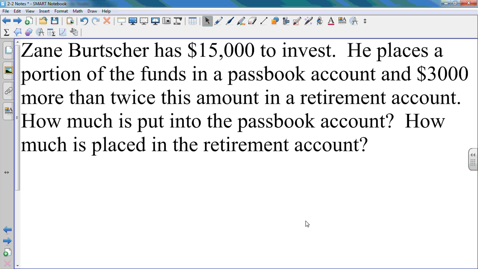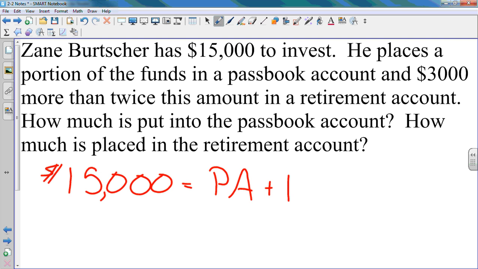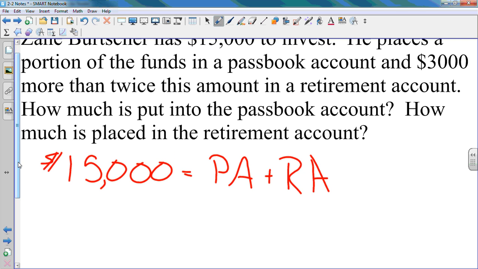Now, what do I know? Passbook, checking account. Yeah, 15 grand total. I know something's going to equal $15,000, right? That's how much I have. Because if I take the amount in the passbook account and add the amount in the retirement account, I'm going to get 15 grand. Well, what do I know about the passbook account? Do I know how much I put in the passbook account? So that would be X.